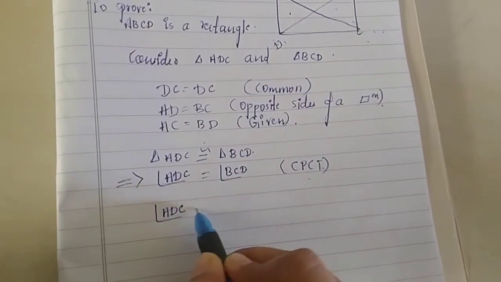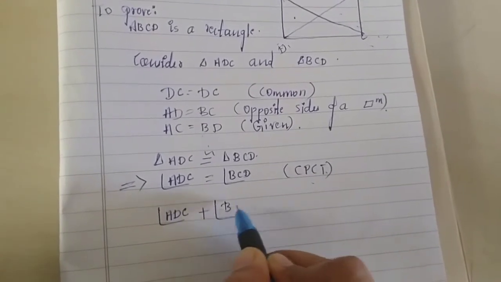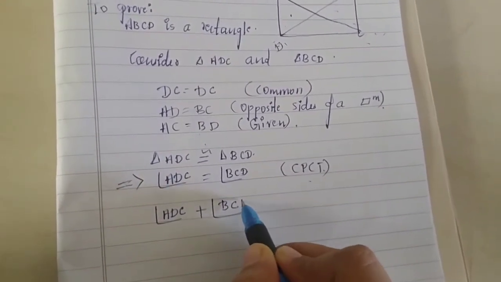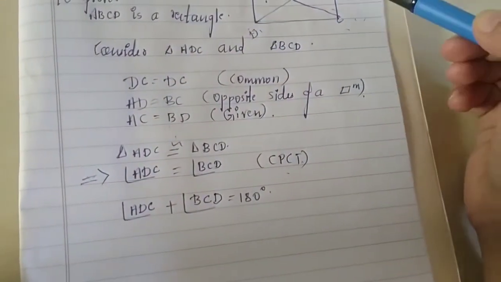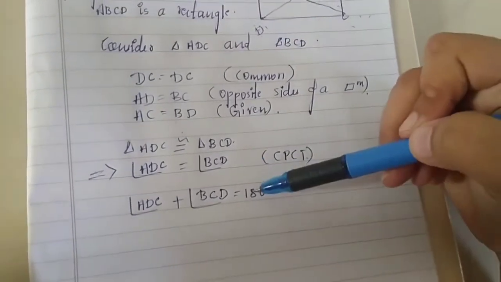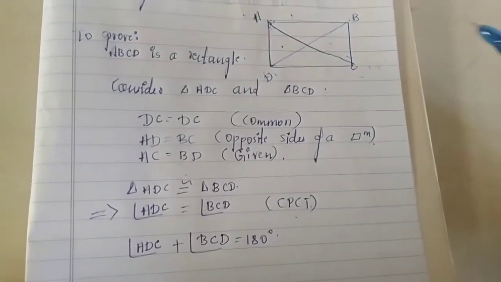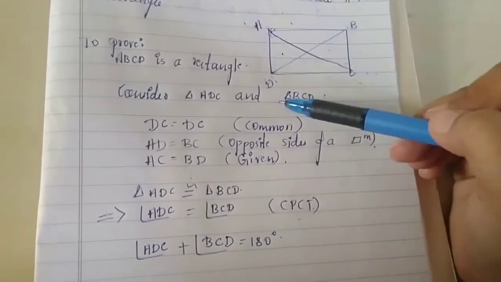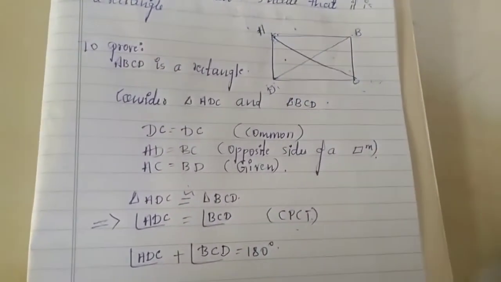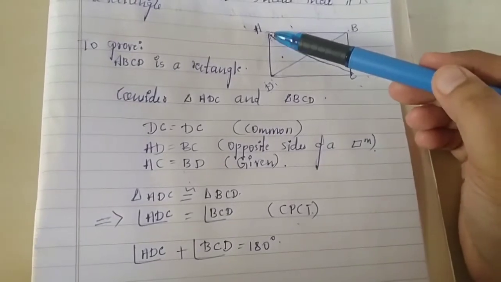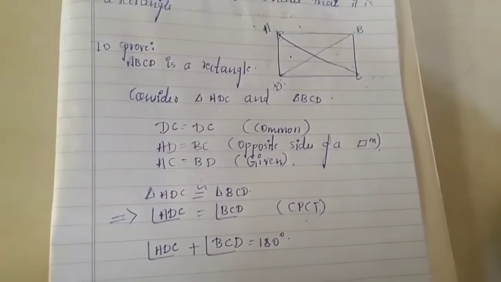Okay, so after that you can write this: angle ADC plus angle BCD is equal to 180 degrees. So I am going to write here angle ADC plus angle BCD is equal to 180 degrees. So why is this so? Because here you can see AD and BC are the two parallel lines, AB and DC are the two parallel lines, right?